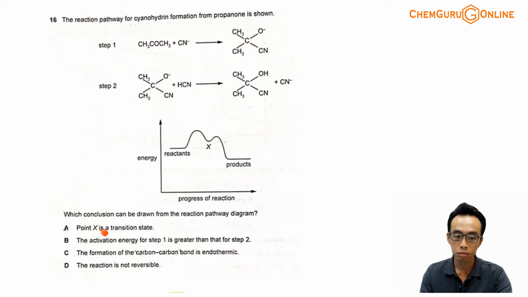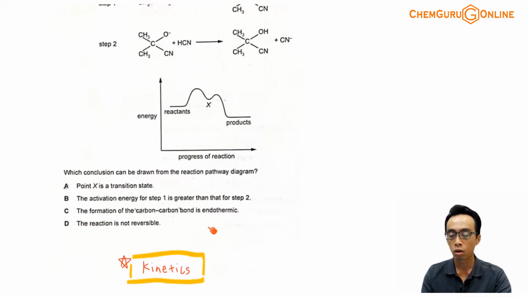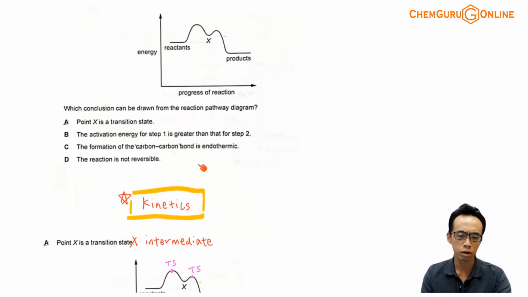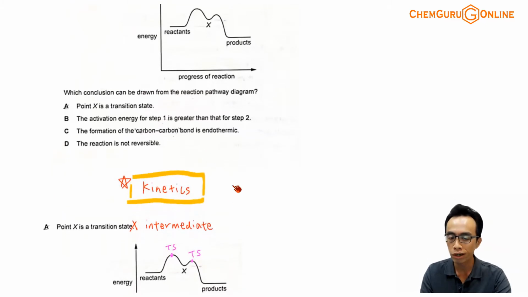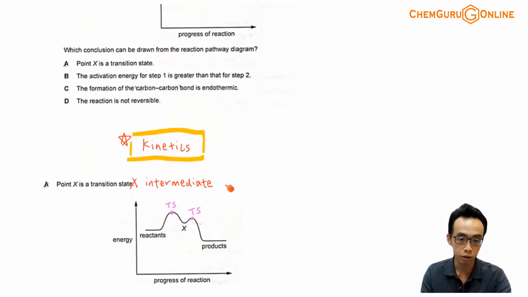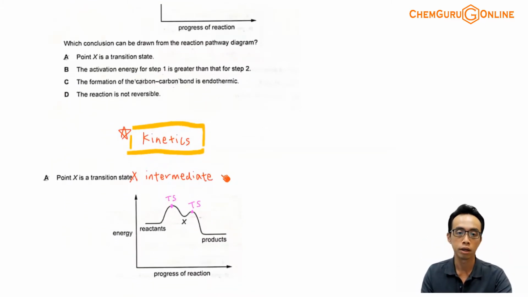So option A, point X is a transition state. Option B, activation energy for step 1 is greater than that for step 2. Option C, formation of my carbon-carbon bond is endothermic. Then for option D, the reaction is not reversible. Now, the topic tested in this question is actually not really on organic chem, so we don't really need to look at the mechanism in detail.